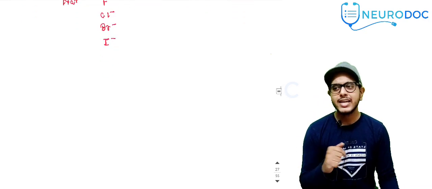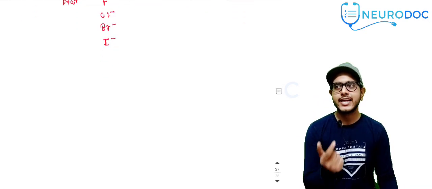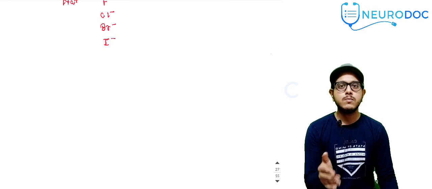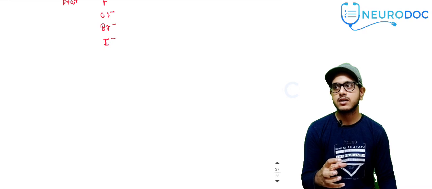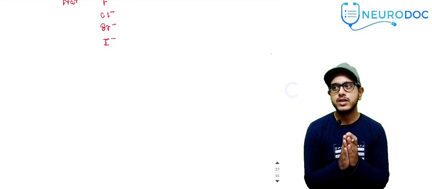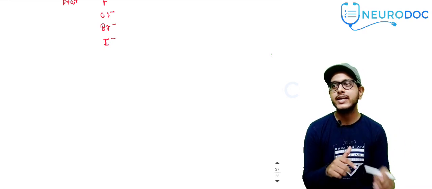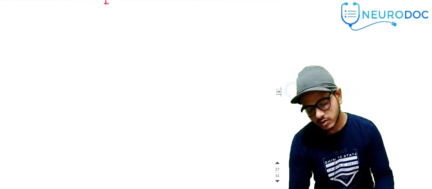So again remember, more is the covalent character of a compound, more will be its color intensity or its color imparting nature. Okay, it will be darker if the covalent character is more. Okay, so write a note.